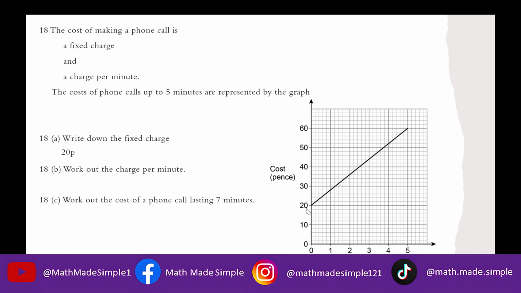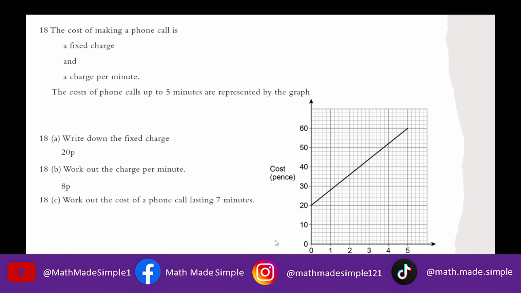20p. Work out the charge per minute, so I find out how much 1 minute costs, and that's 28p. So subtract the fixed cost: 28 minus 20, which is 8p.